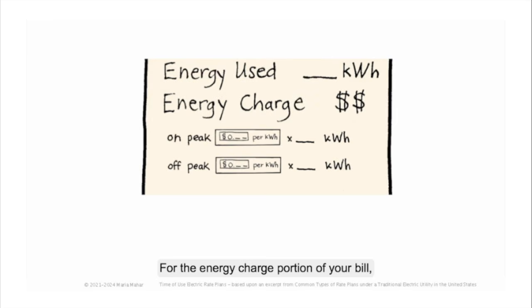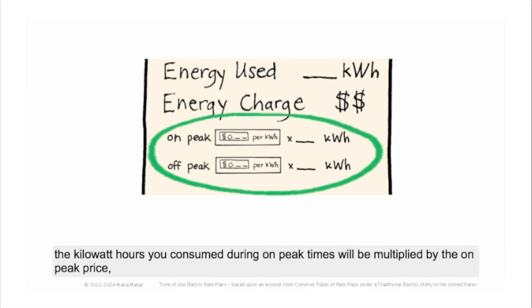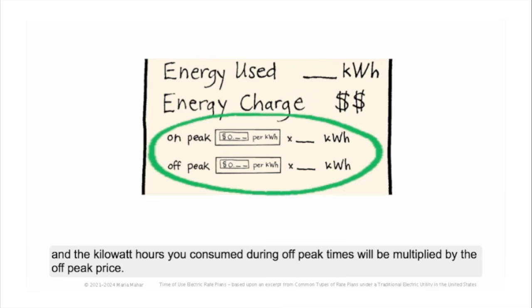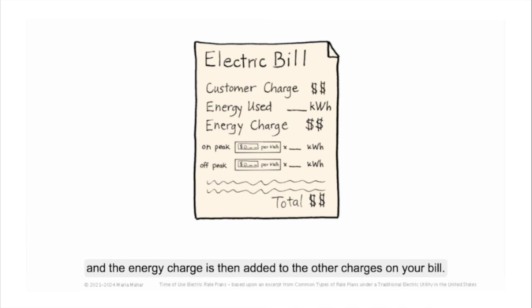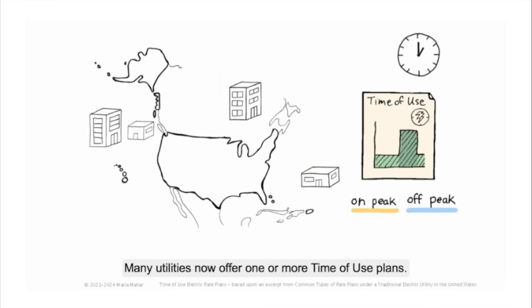For the energy charge portion of your bill, the kilowatt hours you consume during on-peak times will be multiplied by the on-peak price, and the kilowatt hours you consume during off-peak times will be multiplied by the off-peak price. The subtotals are added together, and the energy charge is then added to the other charges on your bill.